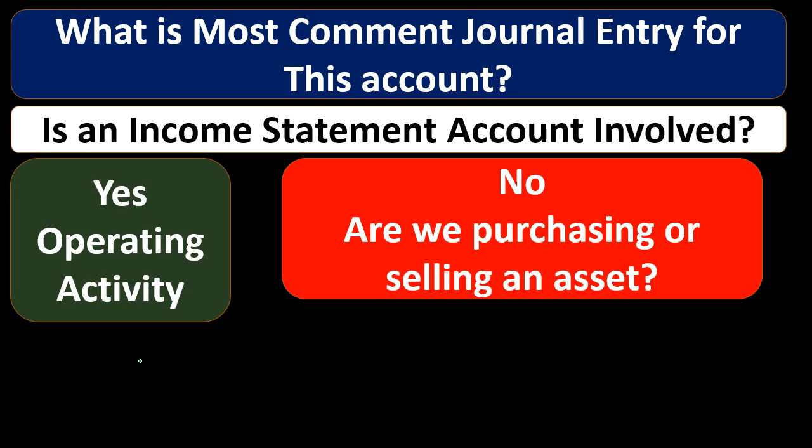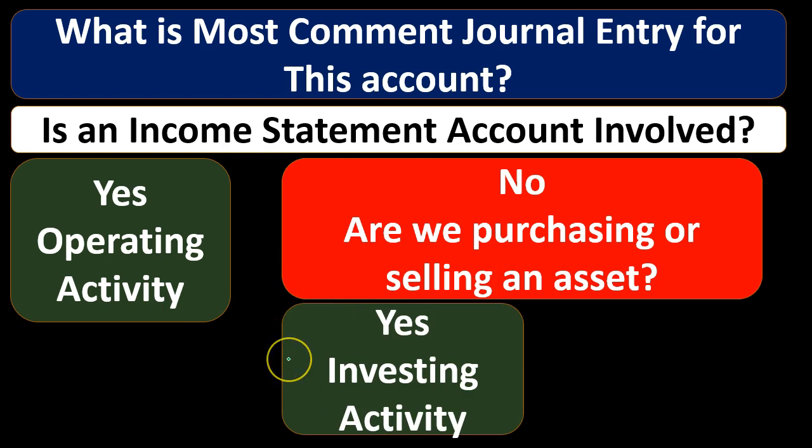If the journal entry has nothing to do with the income statement, there's no revenue or expense accounts involved in the normal journal entries related to these accounts, then we're going to ask the question, are we purchasing or selling an asset? Because if it's not operating, we're trying to see if it's going to be an investing activity. And that typically means we're purchasing or selling an asset. If it has to do with, for example, property, plant, and equipment, or some other type of investment, then it's going to be an investing activity.